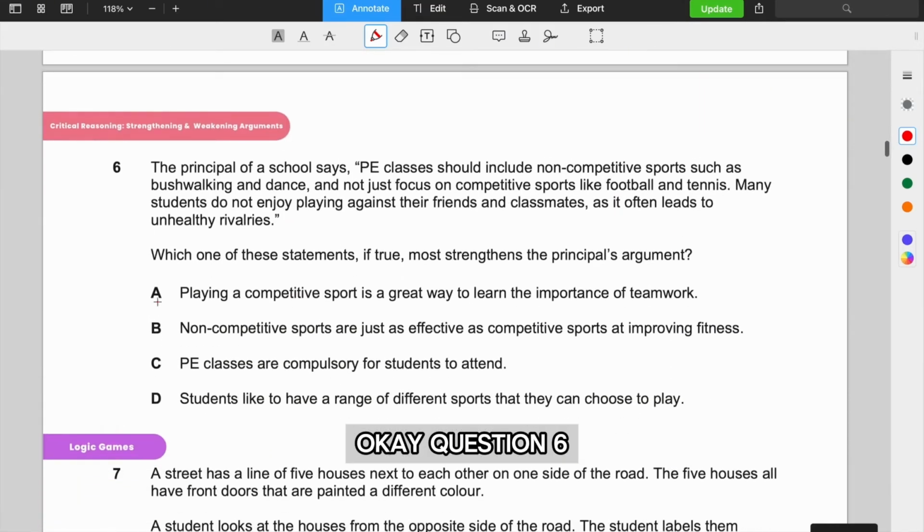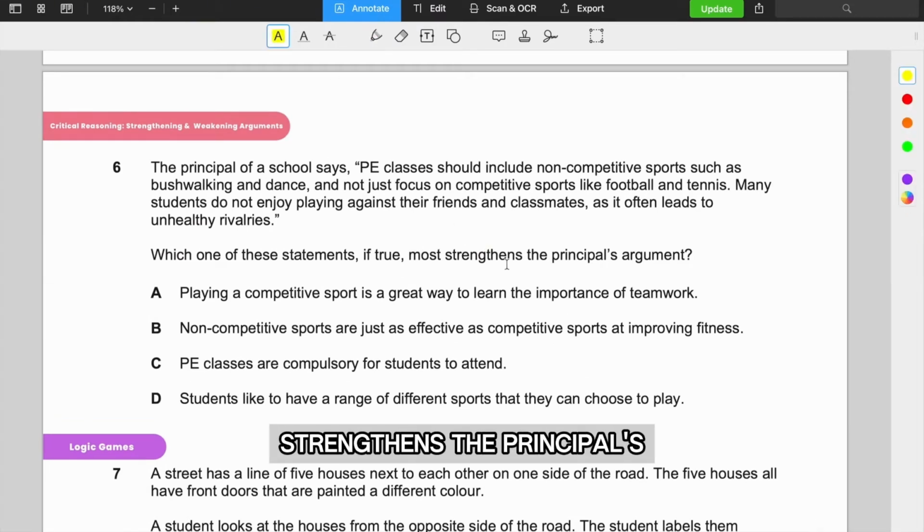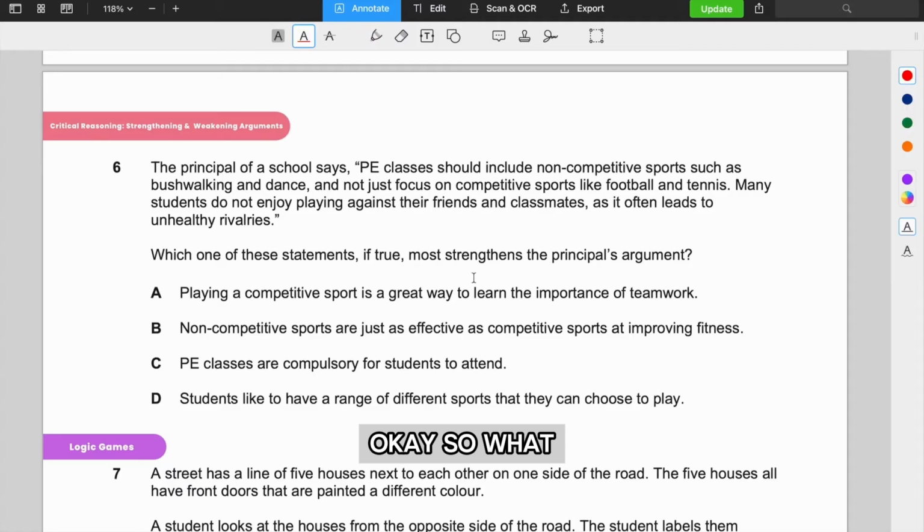Okay, question 6. Which of the following statements, if true, most strengthens the principal's argument? Okay, so what are we looking for? A way to strengthen the principal's argument the most. So whenever you have a strengthening, weakening argument question, the first step is to obviously work out, are you trying to strengthen, are you trying to weaken? Then you just have to understand how to break down the argument, which is simply premises, conclusion.